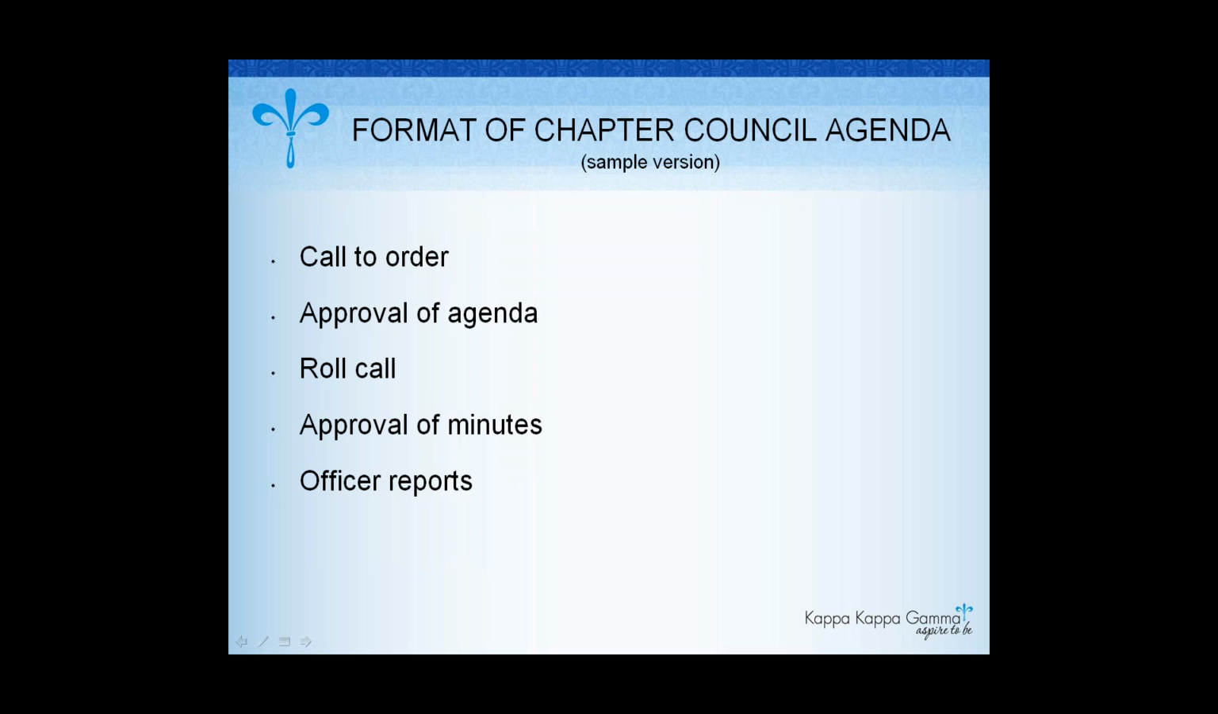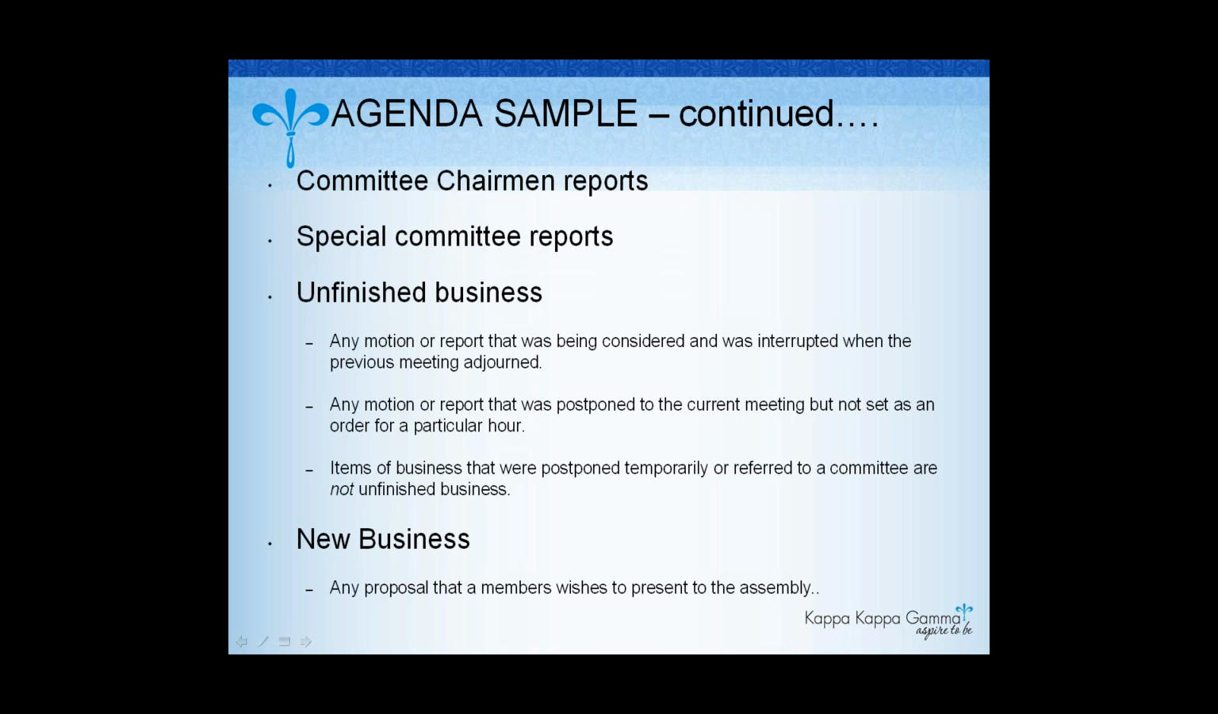You do the roll call, you approve the minutes from the last meeting, and then you do officer reports. Next, you have the committee chairman reports, and then the special committee chairman reports. And then it goes into unfinished business, which is basically any motion or report that was considered and interrupted in a previous meeting. It could be a motion or report that was postponed. Maybe it was tabled because people didn't feel comfortable and you had to get more information. Or it could be items that you present one week and then vote on another week. So that could be if you're making any changes to your chapter bylaws or standing rules.